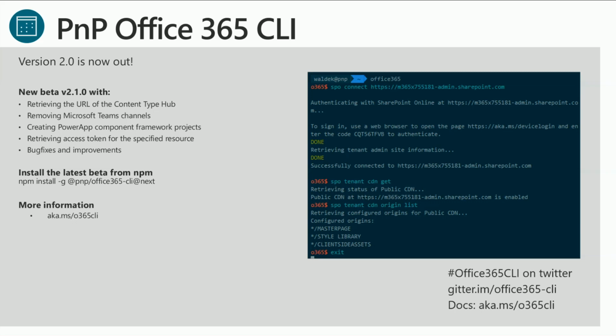So if you want to use it or to give an eye to it, npm install -g to install it globally, @pnp/office365-cli@next to get the beta version of Office 365 CLI. If you just want to use the current version, you can just skip the @next and get the latest release from there.